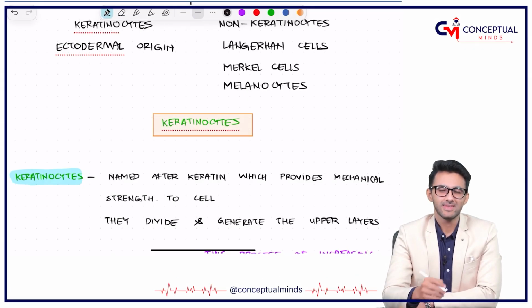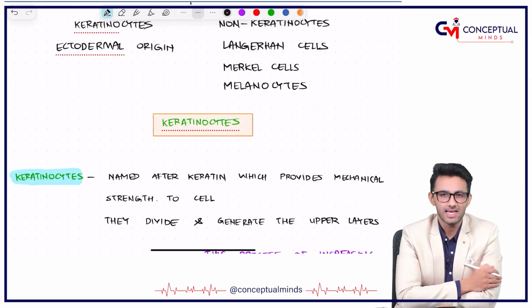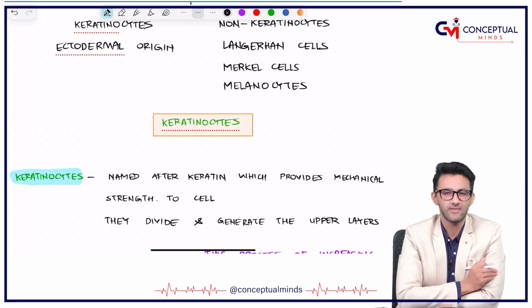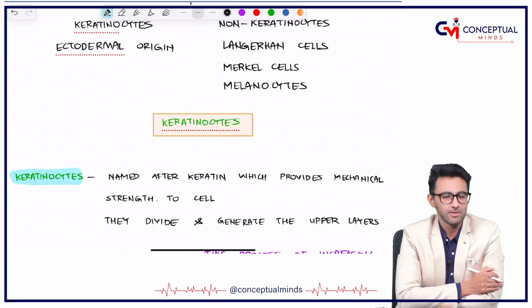Alright, so welcome everyone, and now we will be discussing the cells. So far we have been talking about the epidermis, right? And in this we have discussed keratinocytes, Langerhans cells, melanocytes, Merkel cells, right? And now we'll take this opportunity to talk in detail about all of these. Okay, so let's start with the first one.